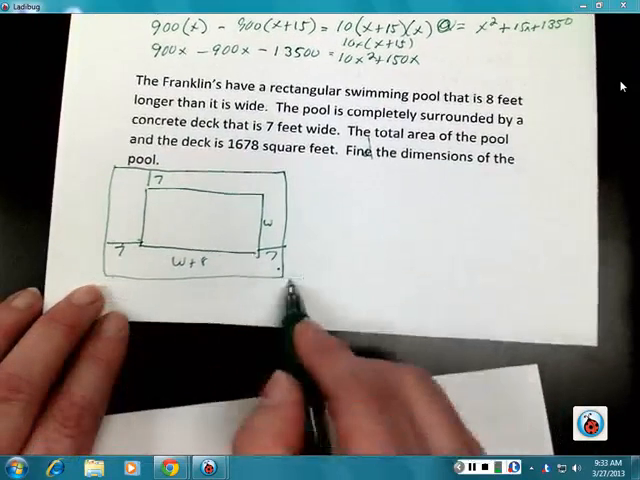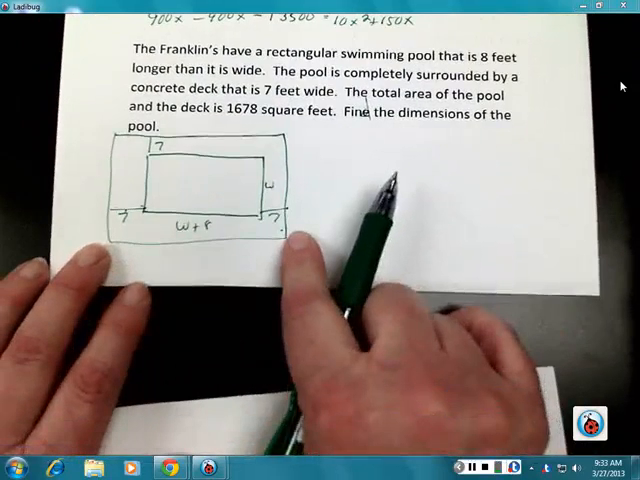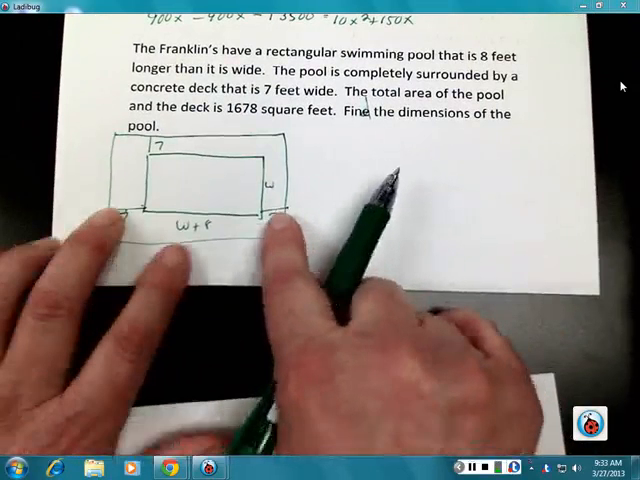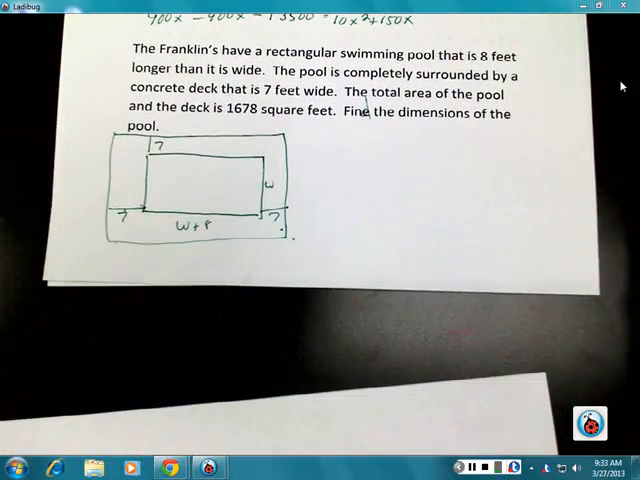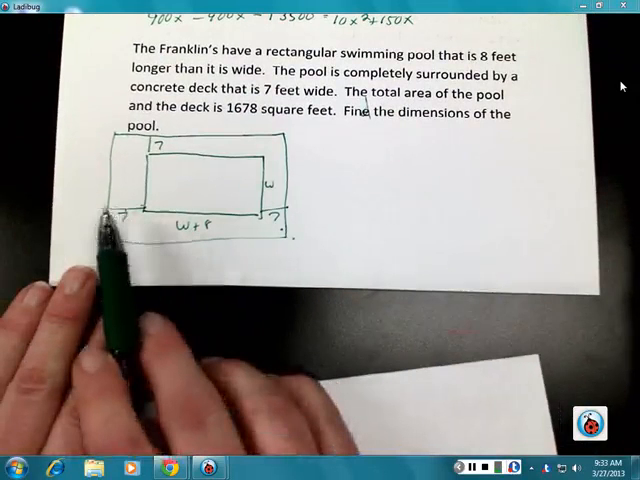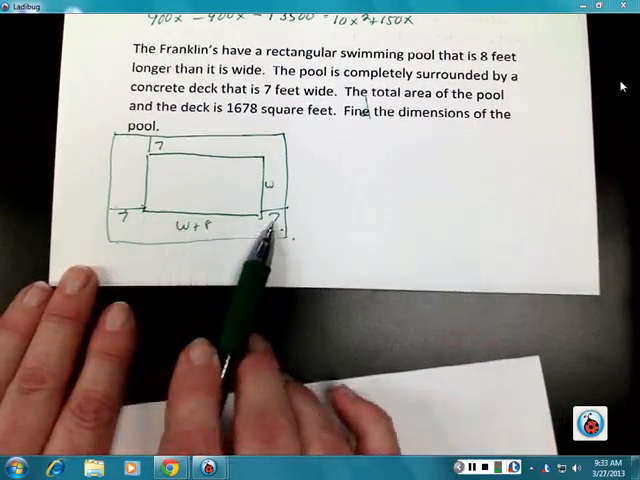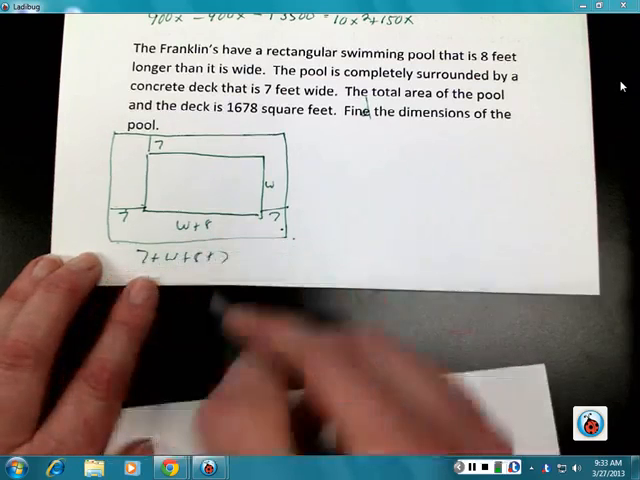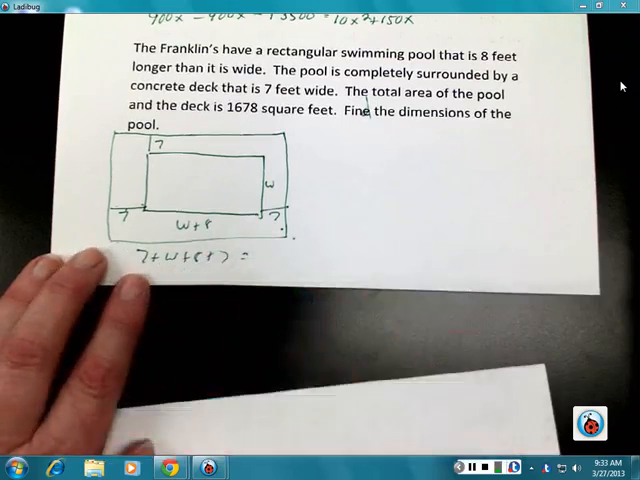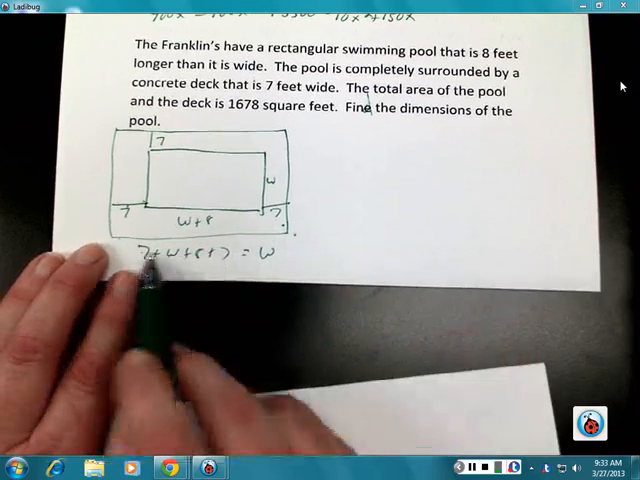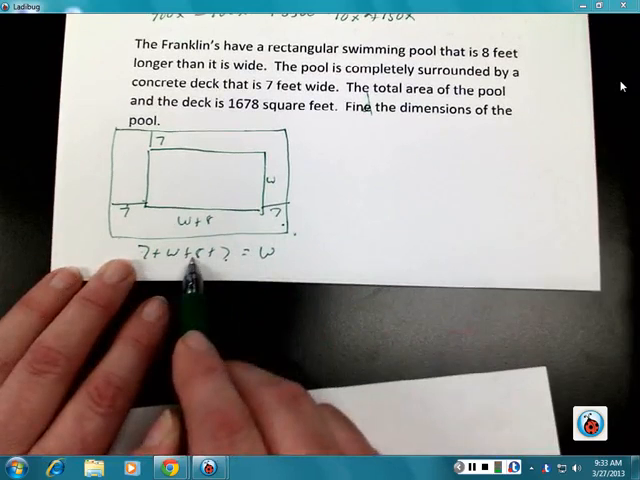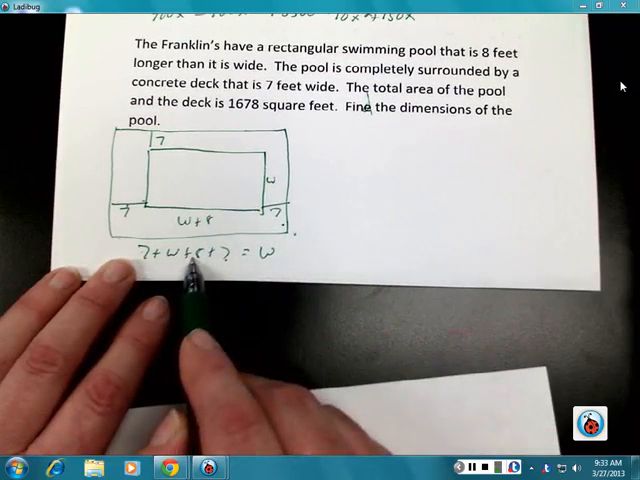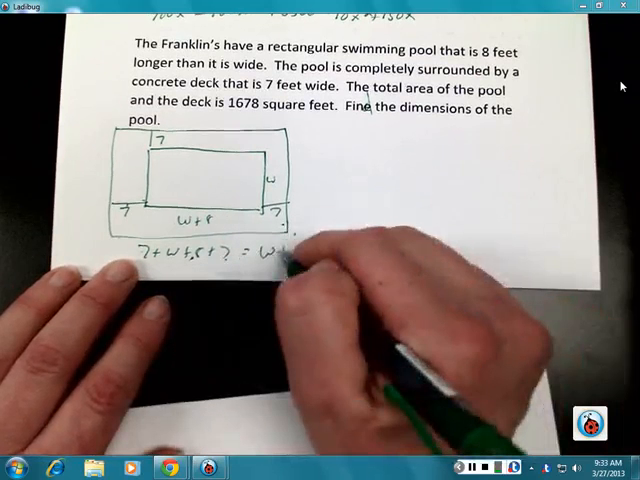So what is the length of my pool? I have 7 feet here and 7 feet here and W plus 8 in the middle. What's the length of that whole side? So add them all up: 7 plus W plus 8 plus 7. Out of that I get W, which I can't combine with anything. 7 and 7 is 14, and 14 plus 8 is 22. Is that right? I think so.